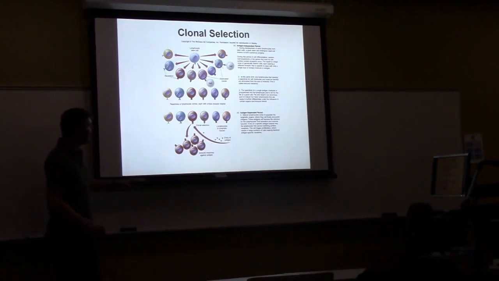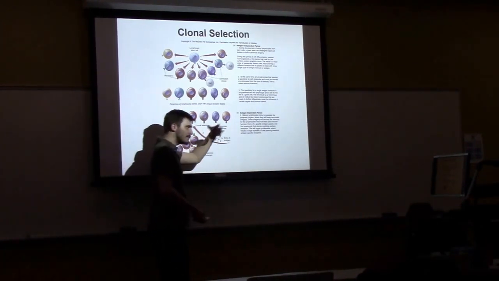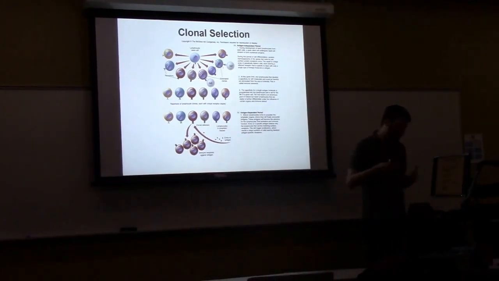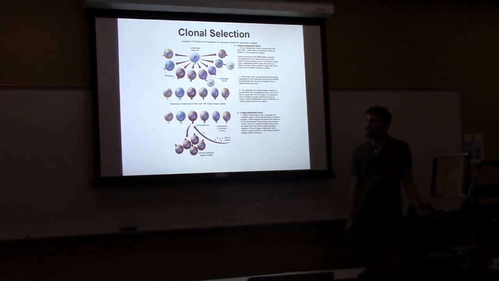So without infection, you have just one cell that responds to each antigen. After infection, you get hundreds of thousands, if not millions of these that can then go off and fight the infection.